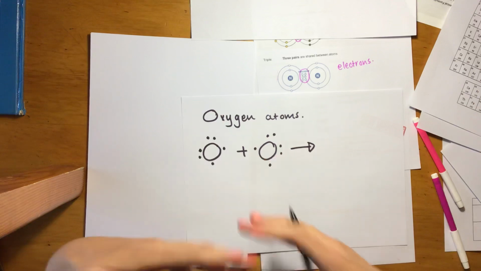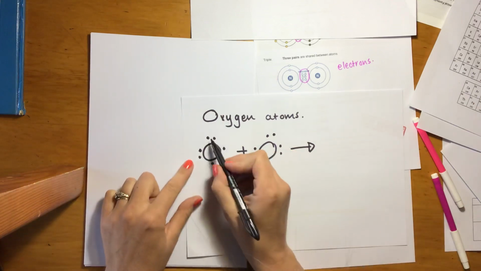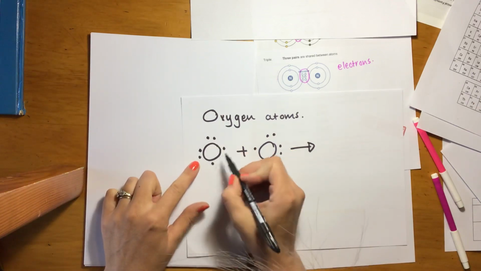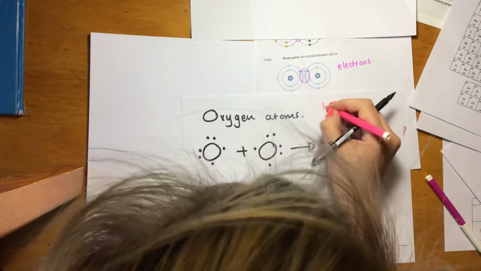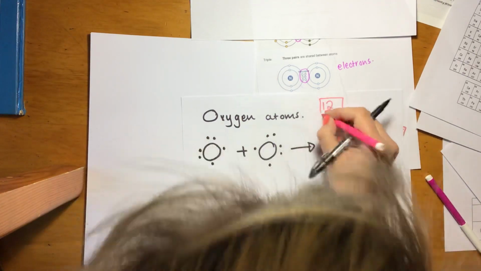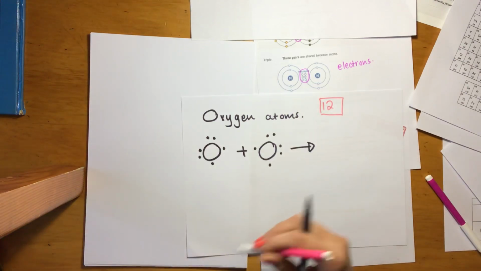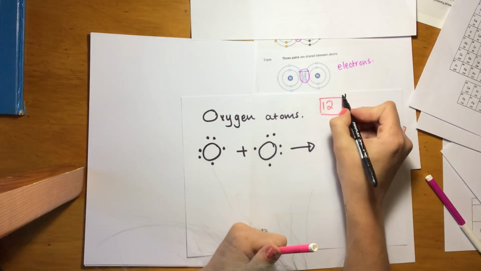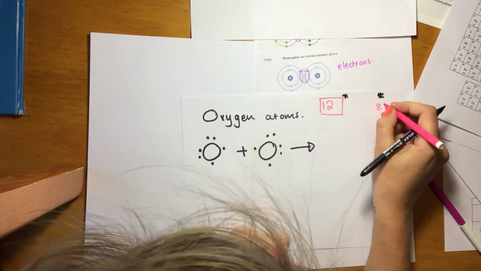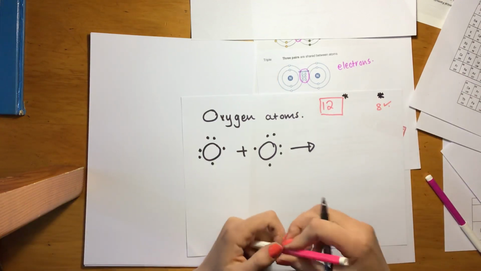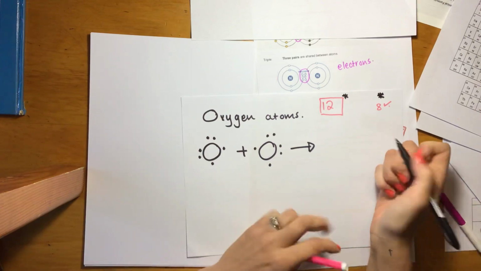The third step, we count the total amount of electrons that we can have after the bond took place: 1, 2, 3, 4, 5, 6, 7, 8, 9, 10, 11, 12. So we cannot have more than 12 after this bond has taken place. That's the first thing we're going to check. The second thing we check is that both of them have 8 electrons around them after this bond has been formed.